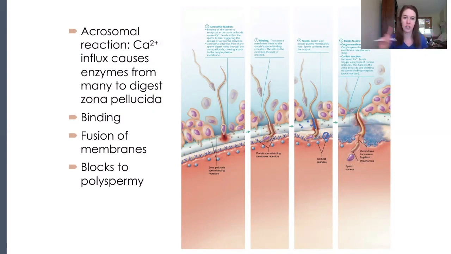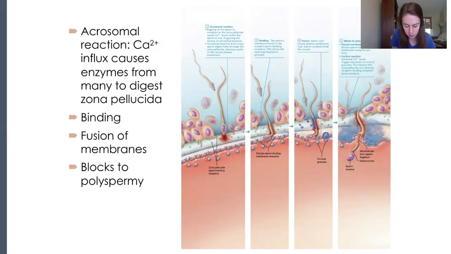So once one sperm binds, the rest of the receptors on the plasma membrane disappear. So even if you have another sperm that shortly thereafter made its way through the zona pellucida, it now has nowhere to bind. That blocks polyspermy, which is multiple sperm fertilizing the same egg. So looking at this step by step, review this picture on your own.